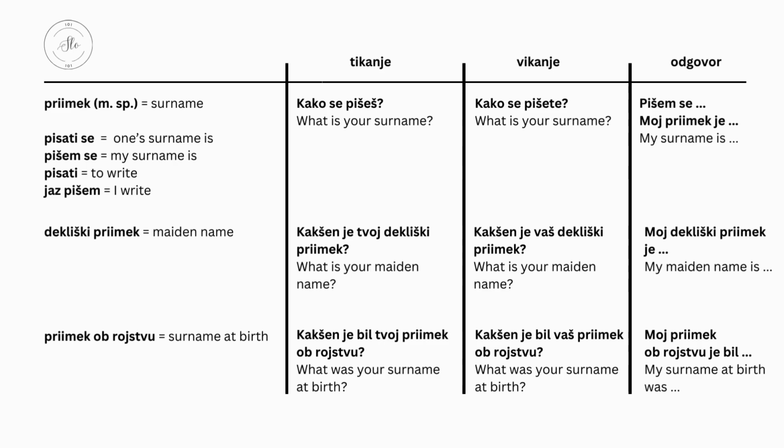Priimek ob rojstvu. If we use tikanje, we ask kakšen je bil tvoj priimek ob rojstvu? If we use vikanje, we ask kakšen je bil vaš priimek ob rojstvu? And then we can reply moj priimek ob rojstvu je bil.